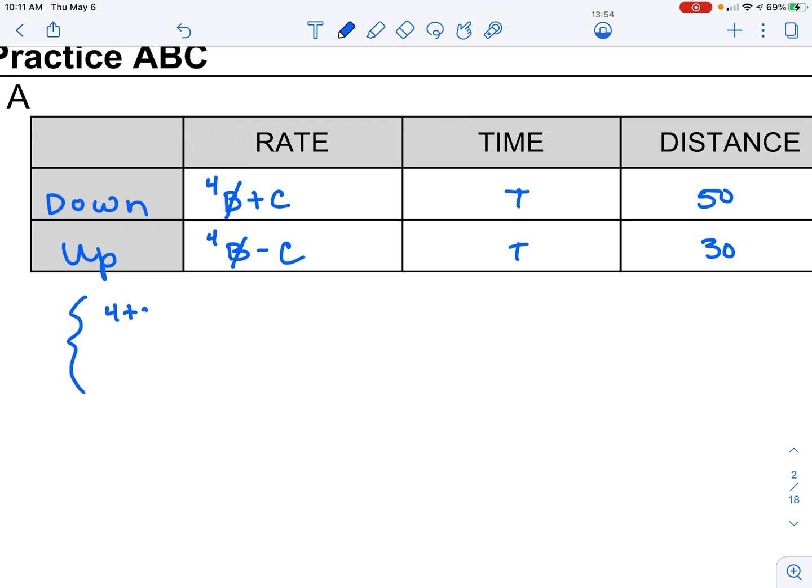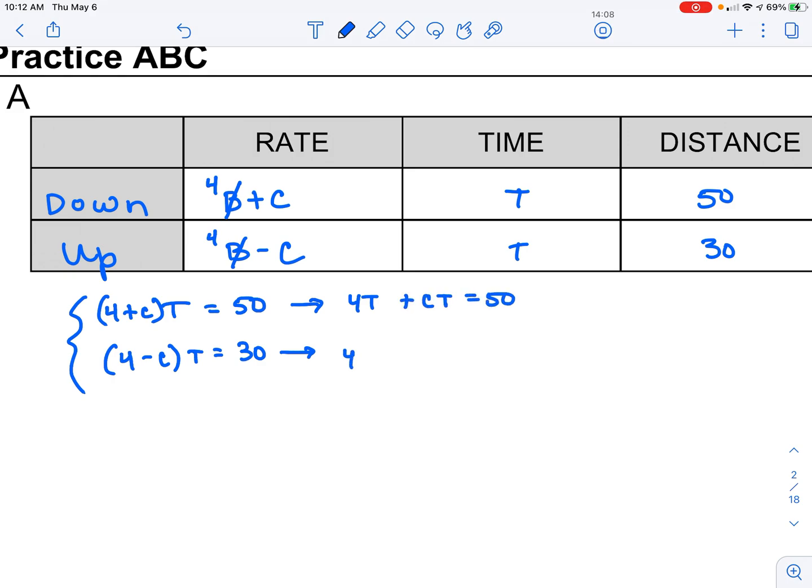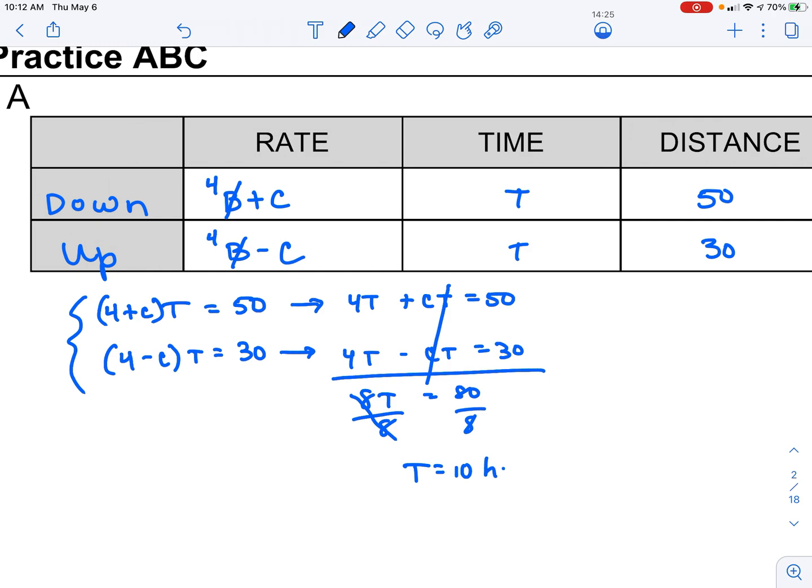So let's make our little system down here. So I'm going to have (4 plus C) times T equals 50, and (4 minus C) times time equals 30. Let's go ahead and distribute those out. 4T plus CT equals 50. 4T minus CT equals 30. Now in this case, we can go ahead. We have two variables, C and T together. So if we get rid of those, now I'm left with only one variable, which is T. So we have 8T equals 80. Divide by 8. And your time is 10 hours.